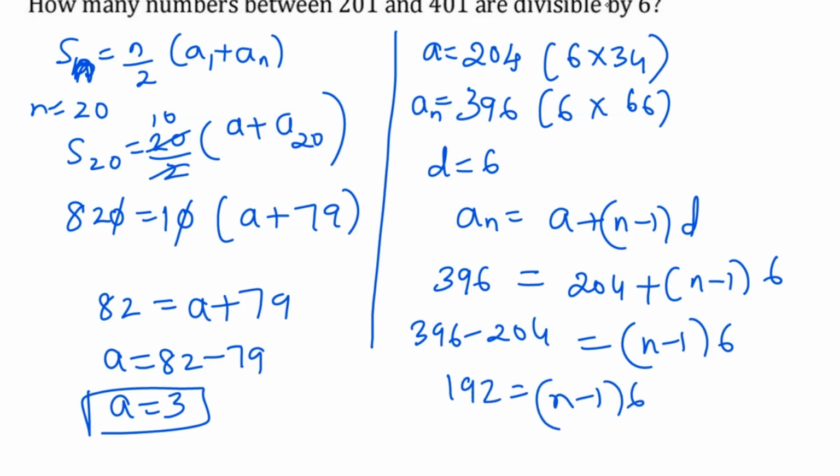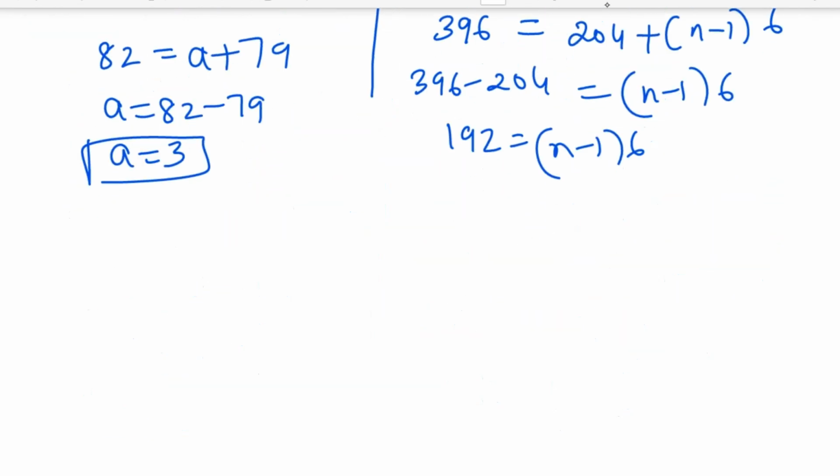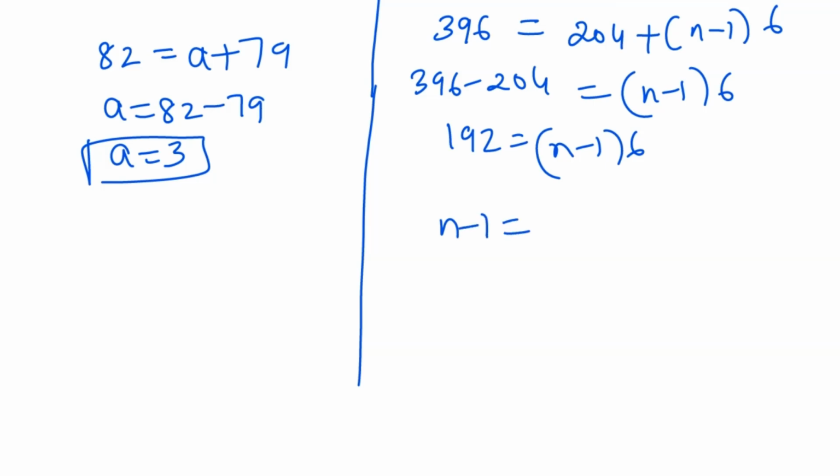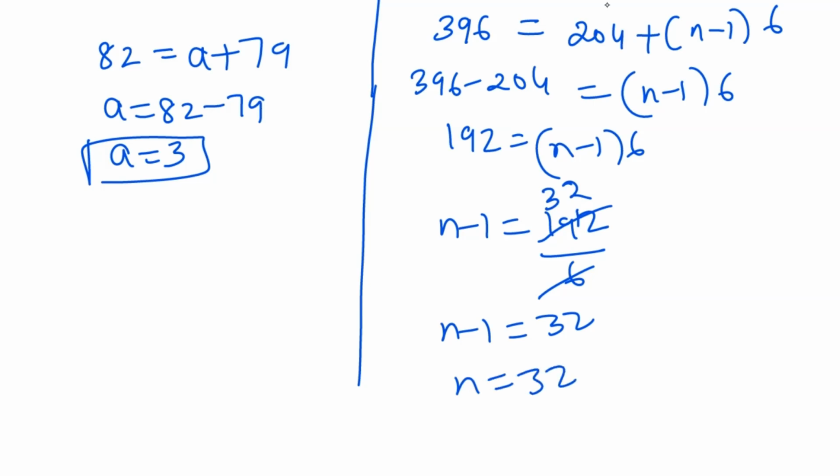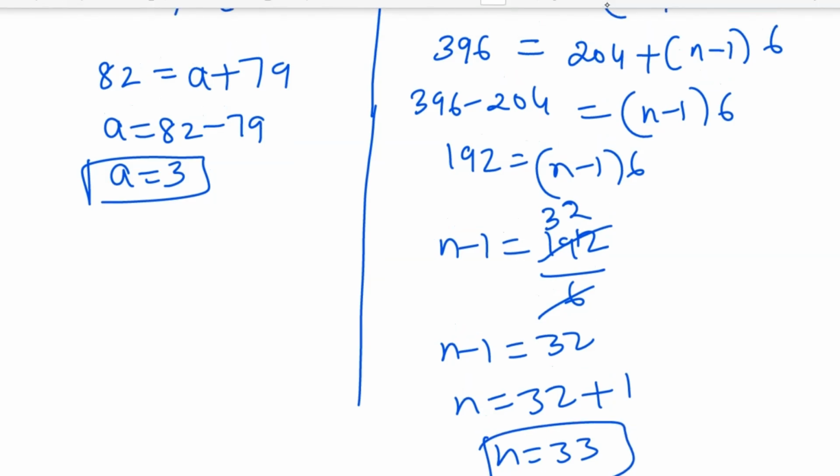Now if you divide, you get n minus 1 equals 192 divided by 6. 6 threes are 18, 6 twos are 12. So n minus 1 is 32. So n will be 32, minus 1 goes to the other side and becomes plus 1. So n is equal to 33. So the number of terms will be 33 for the given question.